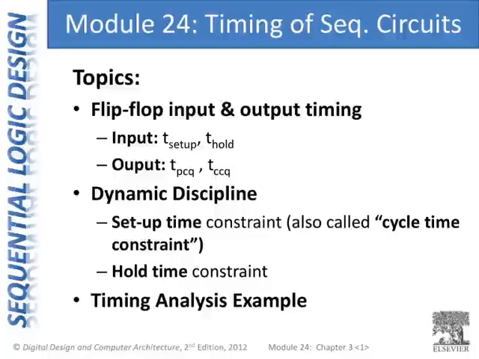So this is the last module with new content of the entire CpE 100 course. In this module, module 24, we're going to talk about the timing of sequential circuits. So how fast can we run these circuits? When we buy a processor, we think, oh, I want to get the fastest processor possible so that I can do my work as fast as possible.